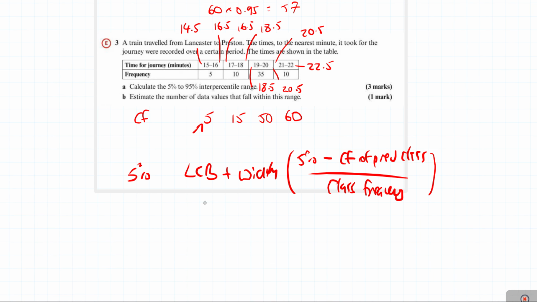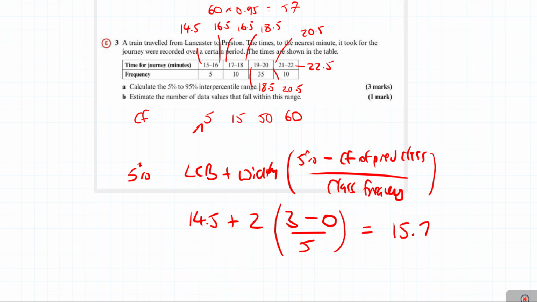So the lower class bound here is 14.5, plus the width of the class is 2, from 14.5 to 16.5. Remember, you include the class bounds for the width. The 5% value is 3. Obviously, we're in the first class, so there is no previous cumulative frequency, so it's 0. Then we divide it by 3. And that gives you the value, so it's going to be 14.5 plus 2 times 3 over 5, and that gives a value of 15.7. So 15.7 is your 5% value.